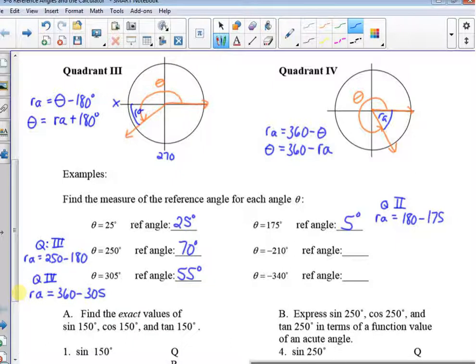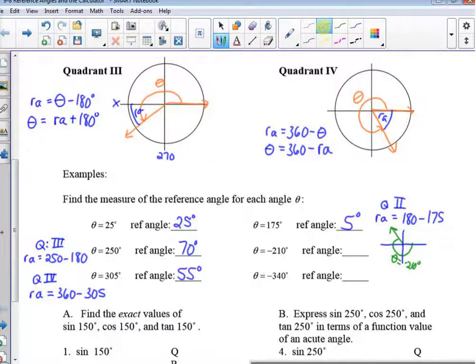All right, negative 210. This one I think I need to draw something because we haven't talked about a negative angle yet. So I'm going to do a little diagram here. So negative 210 would be in standard position like that. So there's theta equals negative 210.